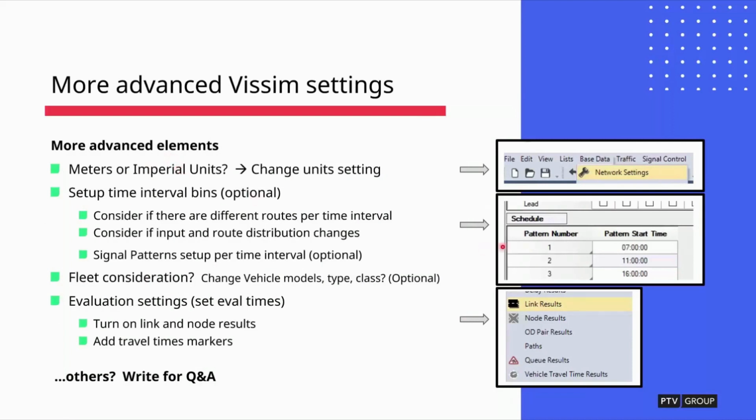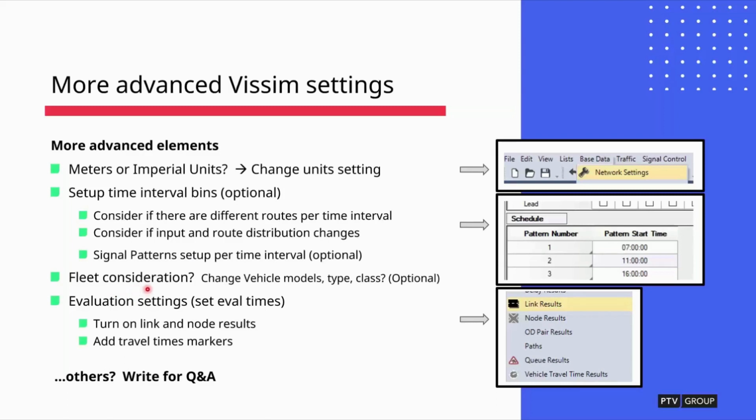For more advanced settings, if meters are in imperial units, definitely change that to whatever your local settings are. We talked about setting up patterns. Patterns depend on the time interval bins. So if you have specific time intervals, you need to set those within Vissim itself. Maybe you have some fleet considerations, so the default vehicle fleet isn't great for you. You can go ahead and change the vehicle models, types, classes, things like that.